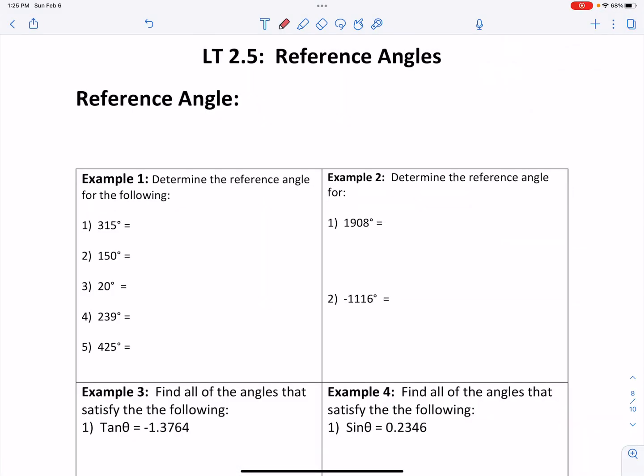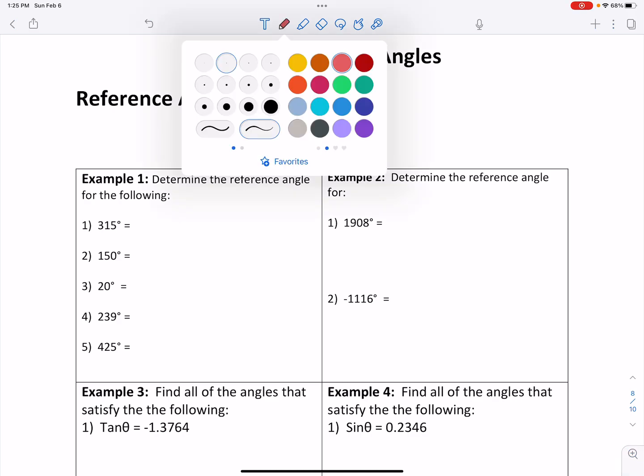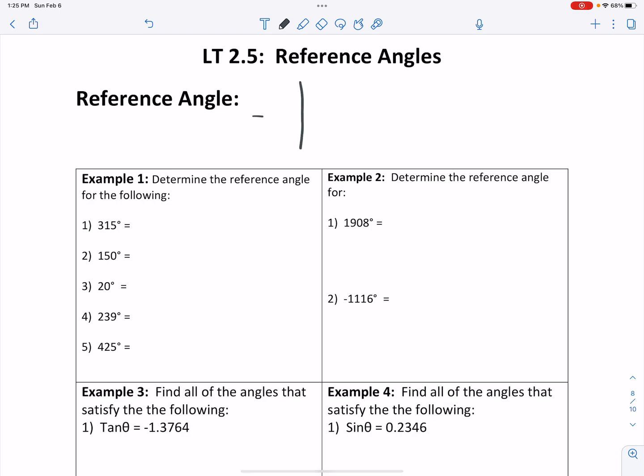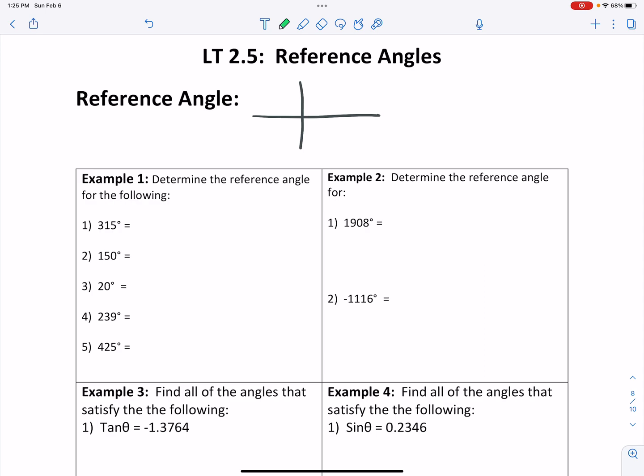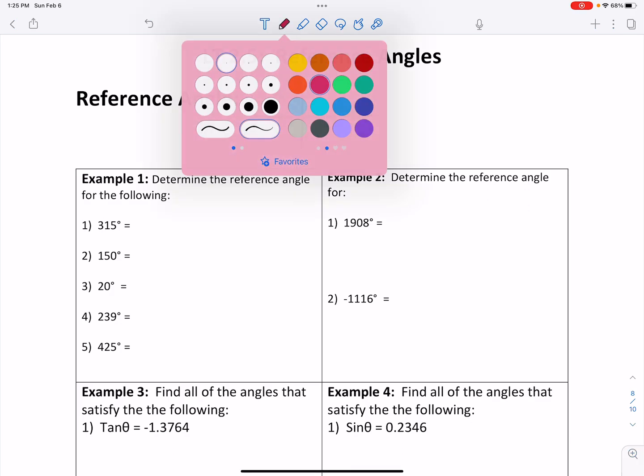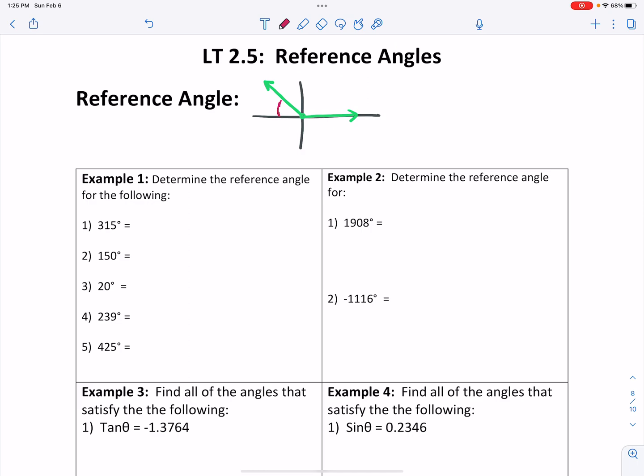All right, so we are going to look at what a reference angle is. We're going to use reference angles a ton in this class. You'll see them a lot on the ACT. A reference angle is, if I have an angle in standard position, it has to be in standard position. So here's my angle in standard position. The reference angle is the angle distance right here to the nearest x-axis.